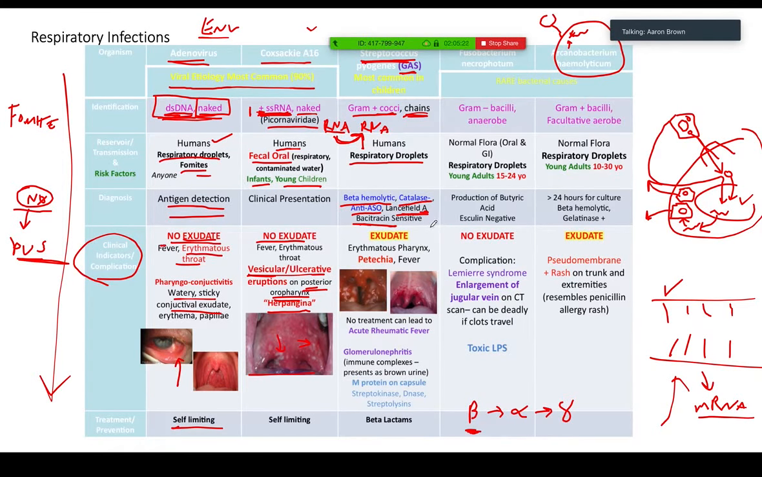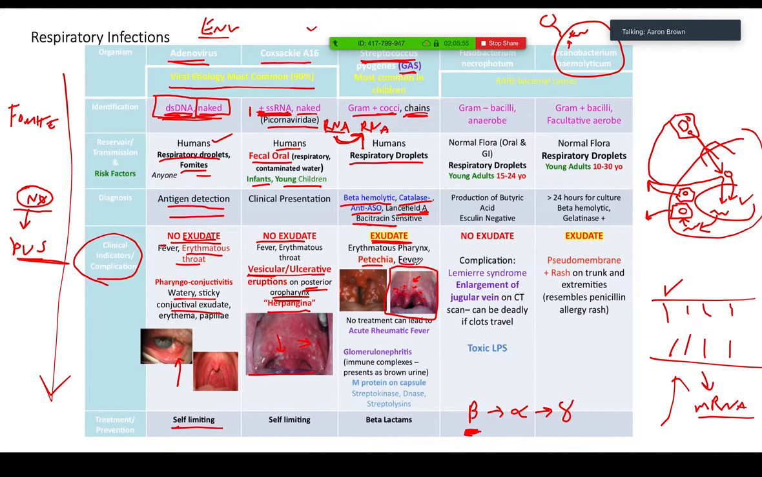Now, when we look in terms of our clinical indicators, exudate is a big part of the picture here. It's a bacteria. We're going to have neutrophils. We're going to have a lot of destruction, so exudate makes sense. Look for petechiae in the pharynx. A lot of people will call it a strawberry pharynx. You can see all of these little spots and petechiae in the back of the pharynx. Why do we have petechiae? Well, we said there's beta hemolysis, so it's probably breaking down a lot of the red blood cells and platelets that are coming into the area, giving that petechiae.